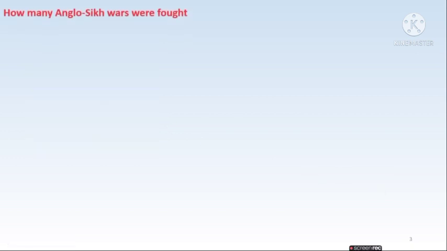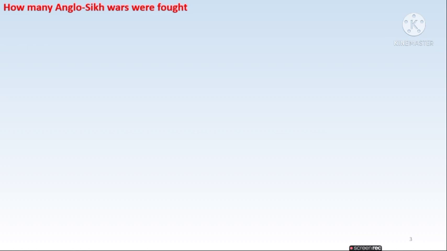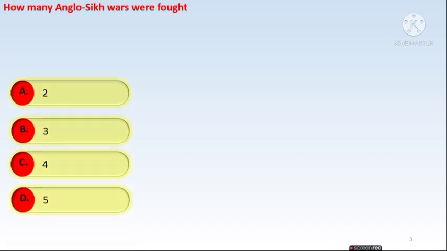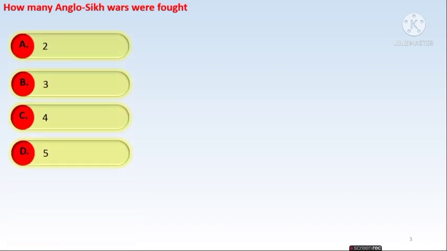The next question is, how many Anglo-Sikh wars were fought? See, only two Anglo-Sikh wars were fought, whether it is three, four, or five. Guess what is the answer? Two Anglo-Sikh wars were fought between Britishers and Sikhs. Therefore, option A is the right answer.